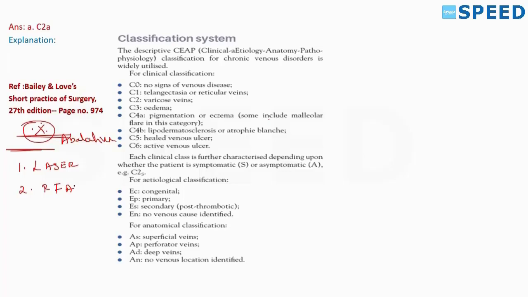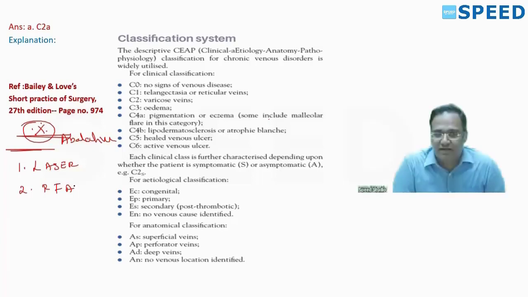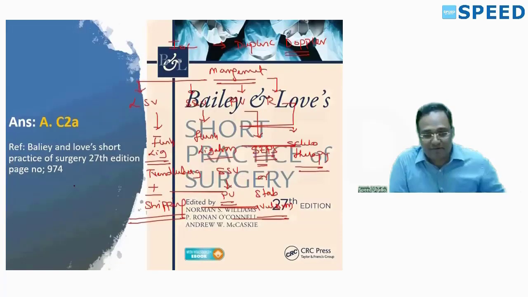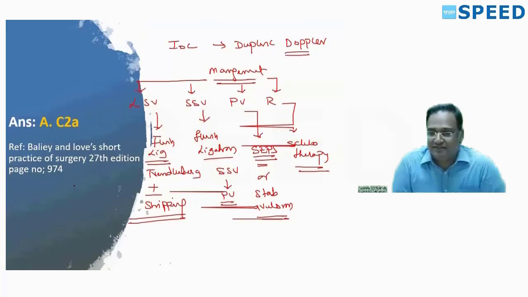So this is what they can ask you in the exam. Pretty clear? They can ask whether it is the long saphenous system or the short saphenous system, and what the classification is. They will also ask the treatment of choice and investigation of choice. Investigation of choice is duplex Doppler, and the treatment of choice depends on where duplex Doppler shows the pathology to be located. Based on what we have discussed, you have to do accordingly: long saphenous, short saphenous, perforator system, or reticular veins.